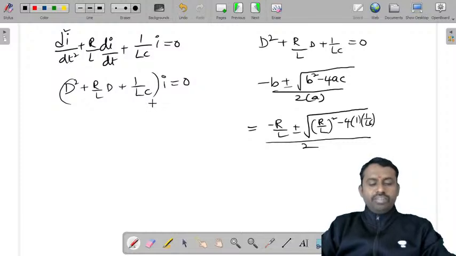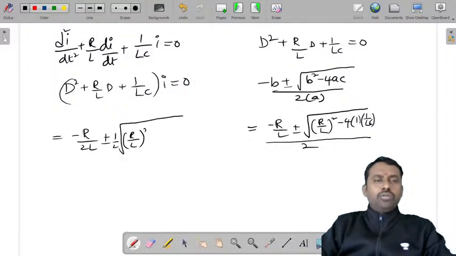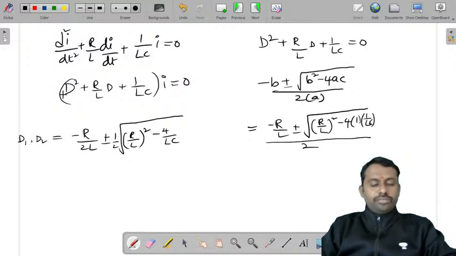So you can still simplify this and find the value of the roots. So you have two roots now, that is minus R by 2L plus or minus, I'm just taking 2 to the numerator, under root of 1 by 2 R by L whole square minus 4 by LC. So these are the roots D1, D2, because it is a D square, a second order differential equation. So you have two roots.